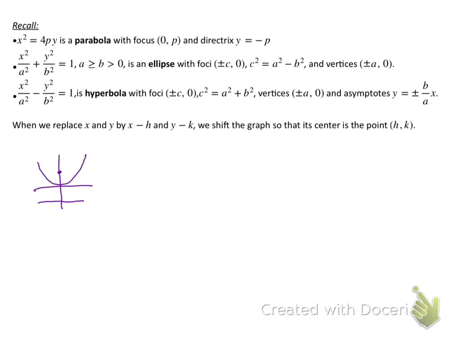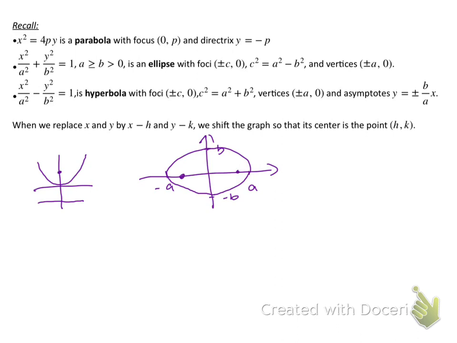And then for ellipses, this equation has the higher denominator under x squared, so the major axis will be on x. So we have negative a and a here, and we have b and negative b here, and your ellipse will look like this. And the foci happen where c equals square root of a squared minus b squared, which happens on the major axis.